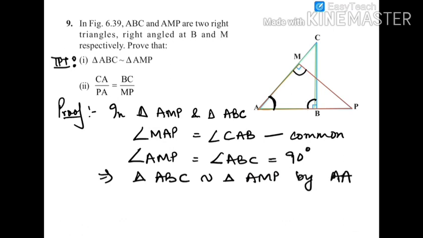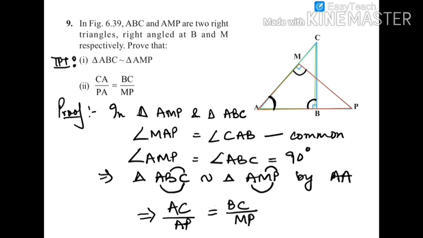And now we can write down the ratio. AC upon AP will be equal to BC upon MP. Reason: these are corresponding sides of similar triangles and hence their ratios are going to be equal.